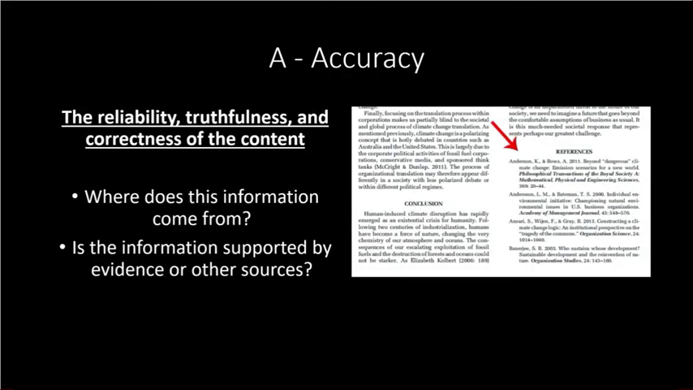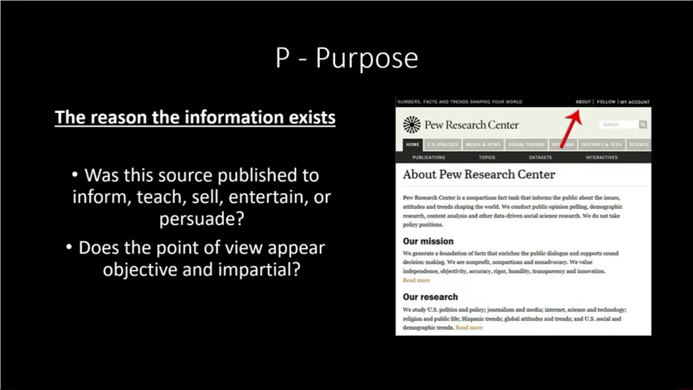Next is our second A, accuracy. Where does this information come from, and is it supported by evidence from other sources? Looking for your source's own citations is critical. Just as you are expected to cite your sources, so are other authors. Look at the source's references, works cited, or any other sources that they provide hyperlinks to in the article. This way you can confirm the information your article uses is true, and you are not relying on the source's word alone.